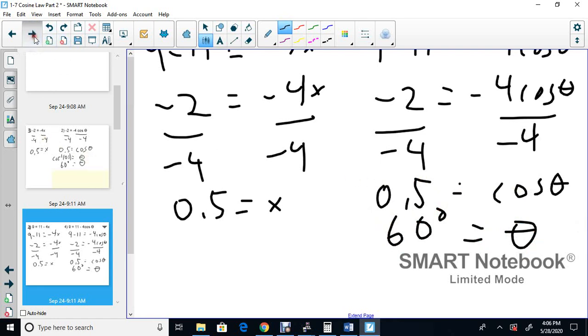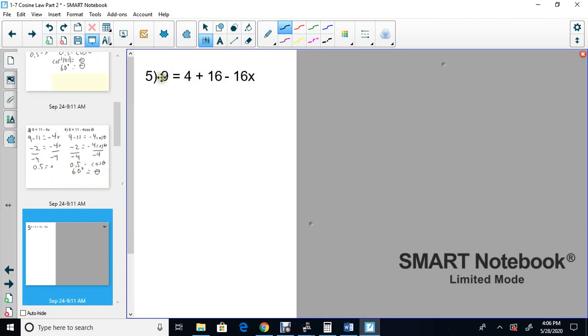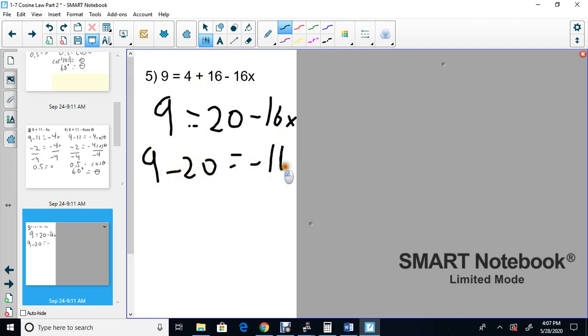Let's move it up a step. Now you've got this, and numbers here. So let's see, what would I do here? This one's going to be a little bit different because 9 equals 4 plus 16. So 4 plus 16 is 20 minus 16x. Now I take the 20, put it to the other side. So I get 9 minus 20 equals negative 16x.